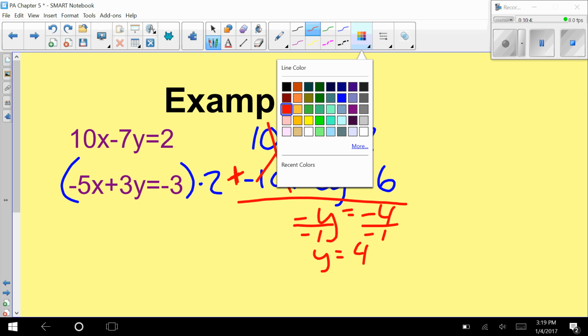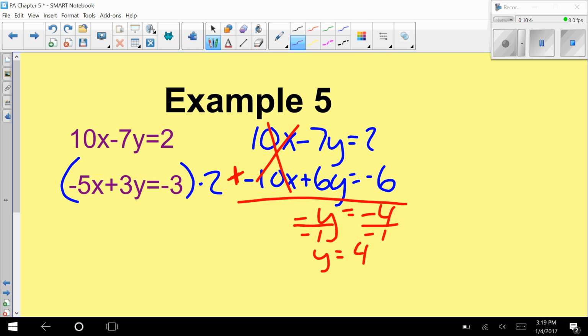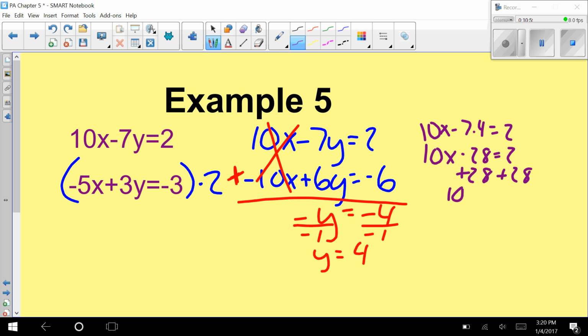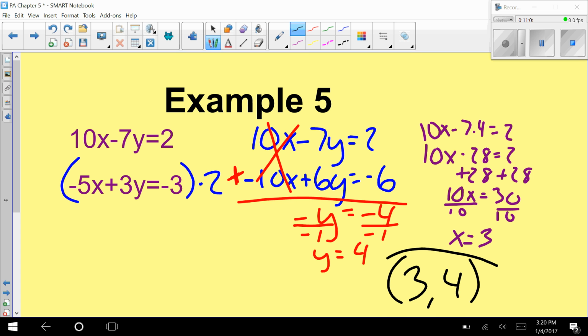Now I take that and I plug it into either of my original equations. Let's do 10x minus 7 times y equals 2, which is 10x minus 28 equals 2. Add 28 to both sides. 10x equals 30. Divide by 10. So x equals 3. My final solution is 3, 4.